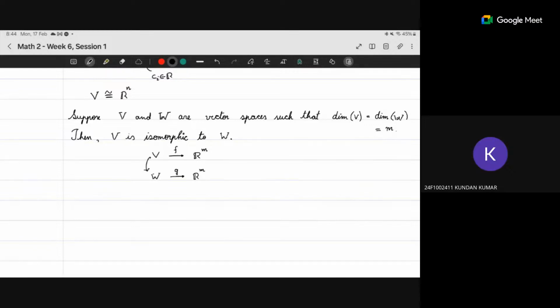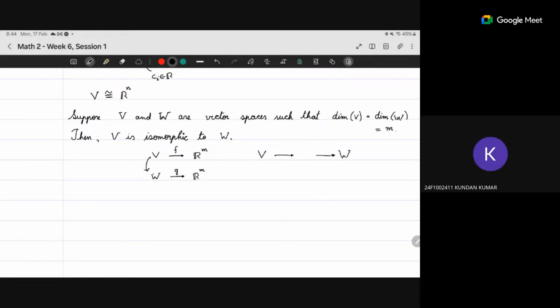F of G we will use, sir. But you can't do F of G, right? Because F of G means the codomain of G is the same space as the domain of F, which is not happening over here. So I need to go from V to W eventually.